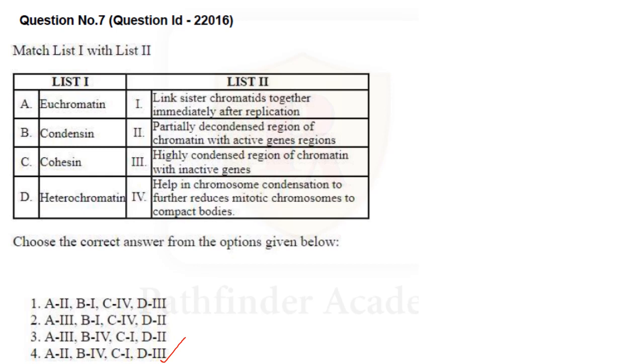Then we will see condensin and cohesin. Condensin helps in chromosome condensation to further reduce mitotic chromosomes to compact bodies. That is condensin. And cohesin links sister chromatids together immediately after replication. So the answer here is option 4, that is A2, B4, C1 and D3. Option 1 is not correct.